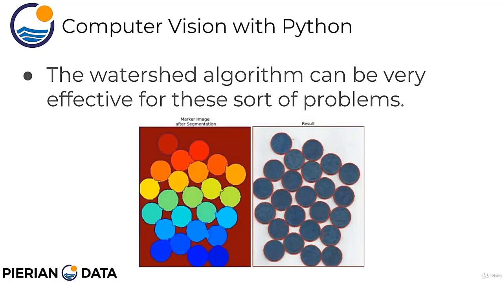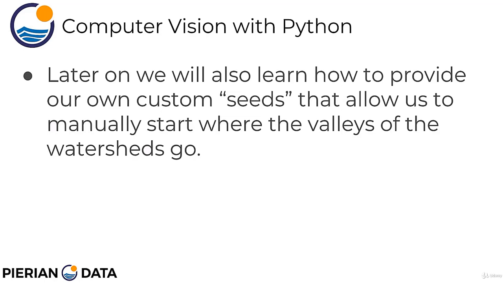In fact, due to the way the algorithm works, it'll be able to detect the actual boundaries of these different segments. And then we can isolate and segment all these coins individually, as a human would. Later on, we're also going to learn how to provide our own custom so-called seeds that allow us to manually start where the valleys of the watersheds go. That way, we'll be able to highlight, for instance, the sky on an image of a landscape, and then we'll automatically be able to fill in that as a particular segment.